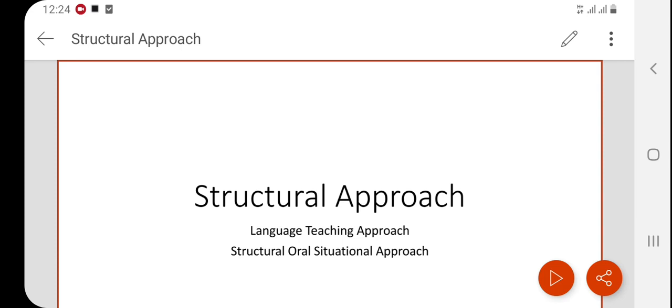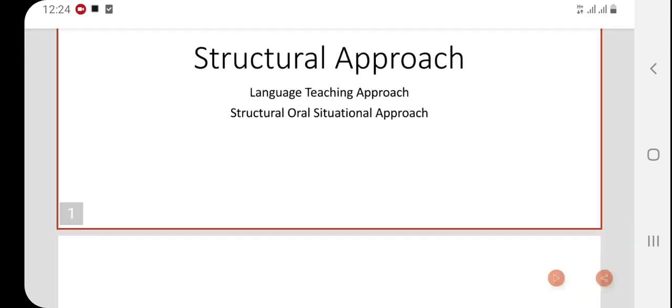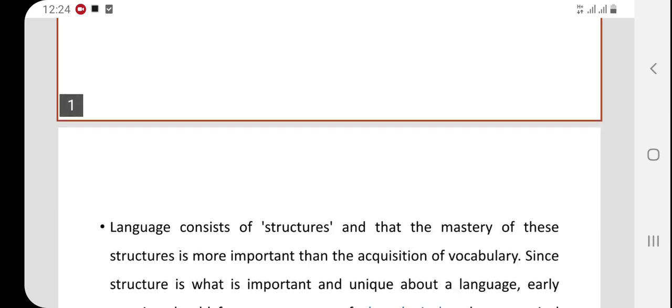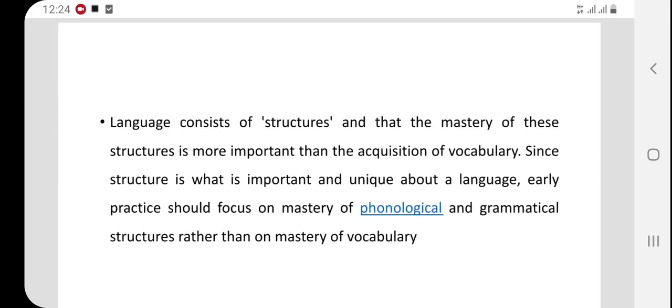From the name structural approach, it apparently means the structure, and actually it means the structure of the sentence. We do not focus on the words and vocabularies, but we focus on the structure of the sentences. And what is the structure of a sentence? The arrangement of words in a proper way to convey a meaning according to its grammatical category. Grammatically, the sentences must be accurate.